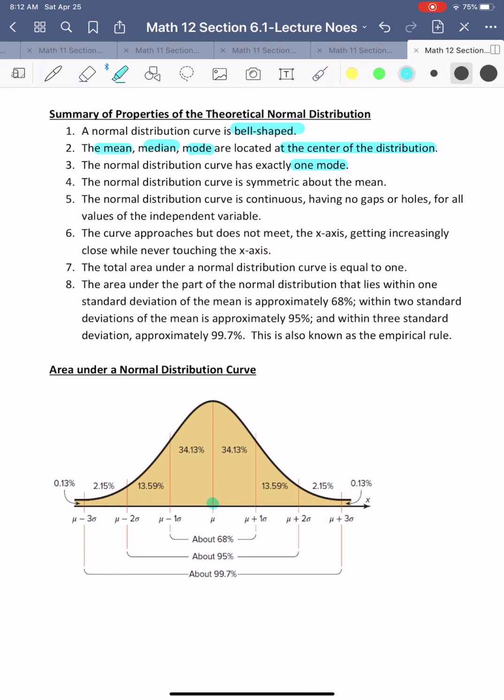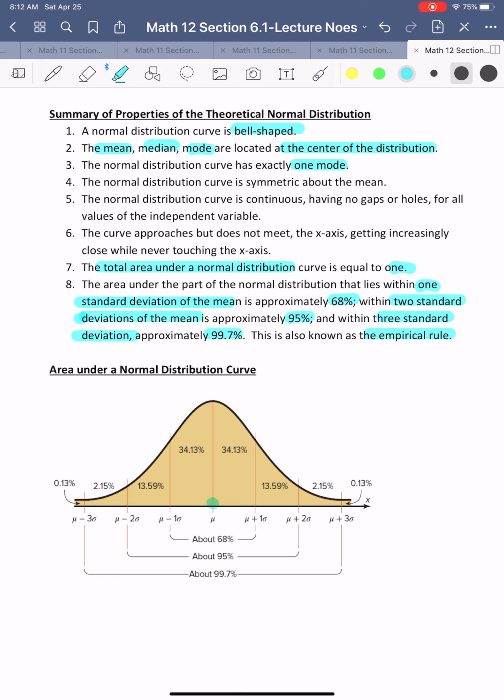The total area under the distribution is always 1. The area under the parts of the normal distribution that lies within one standard deviation of the mean is approximately 68%, two standard deviations of the mean is 95%, and three standard deviations is approximately 99.7%. This is known as the empirical rule.